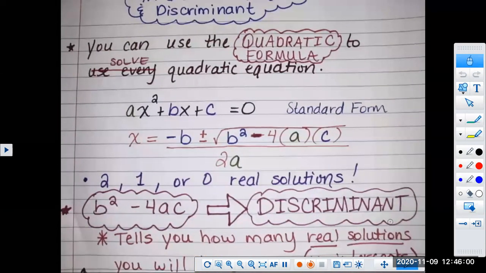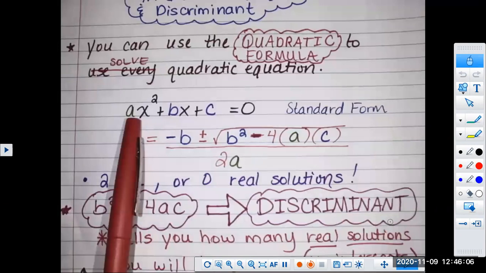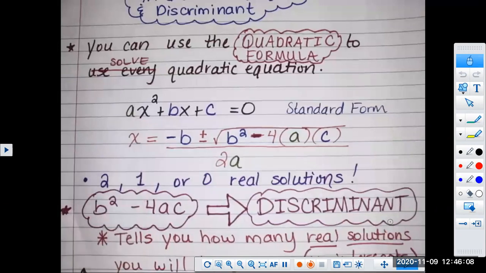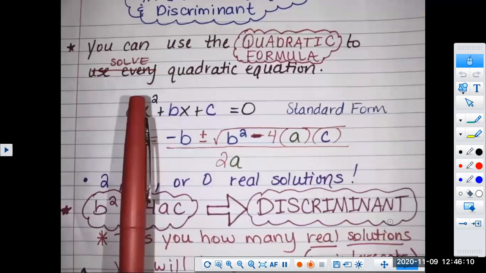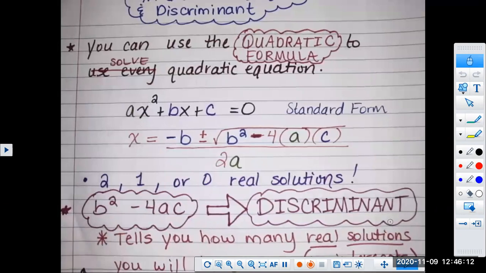If you're going to use this formula, you have to make sure that you get your equation in standard form first. You have to have the ax squared plus bx plus c all on one side, and it has to be set equal to 0. So really, all your variables and numbers are on one side, 0 on the other. All like terms are combined.